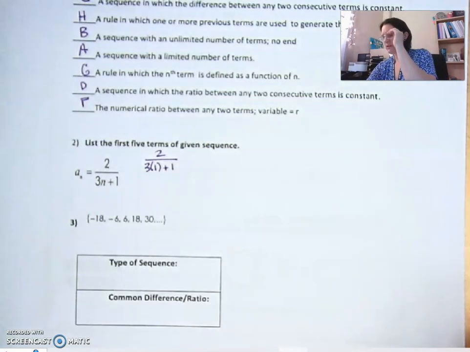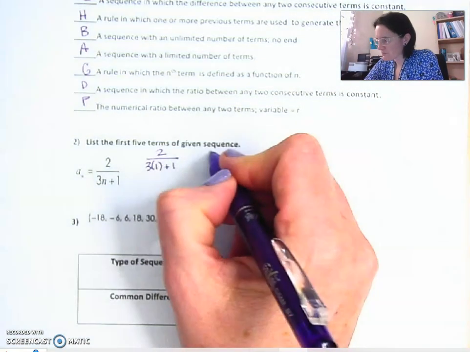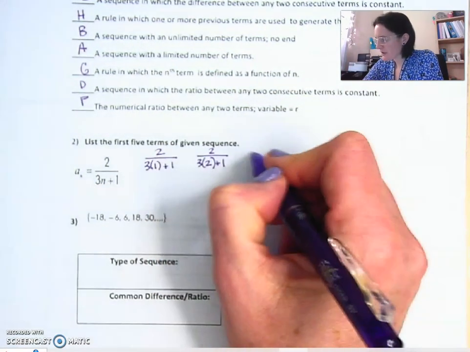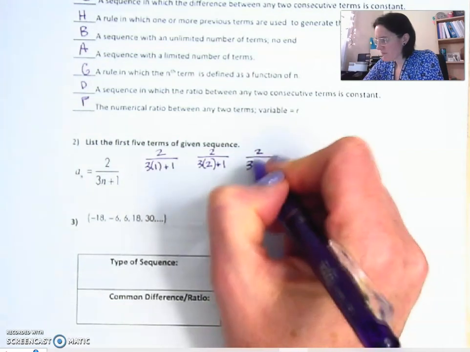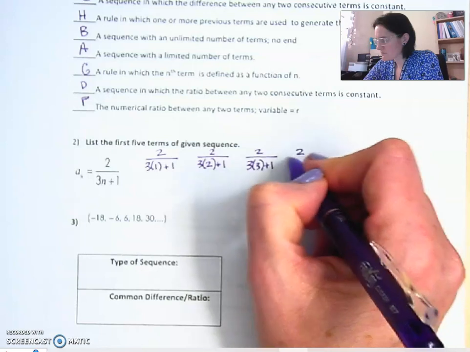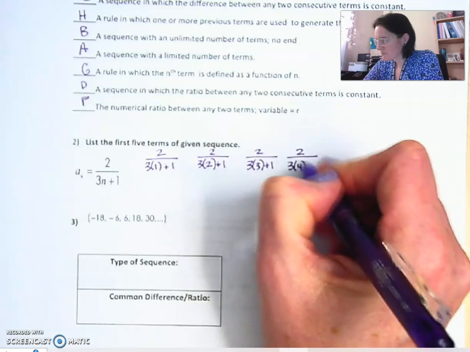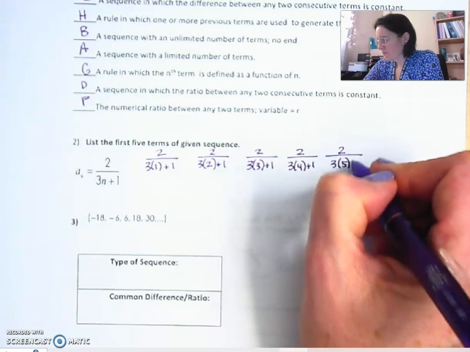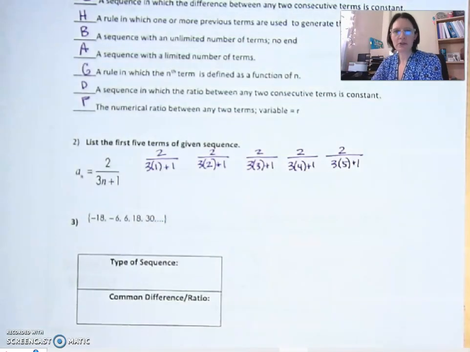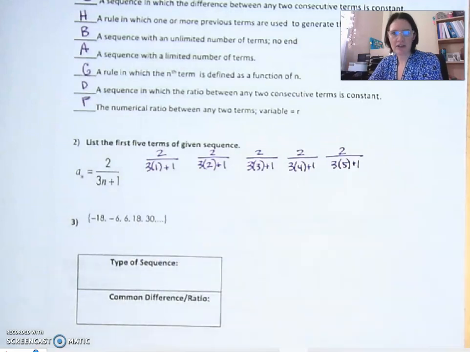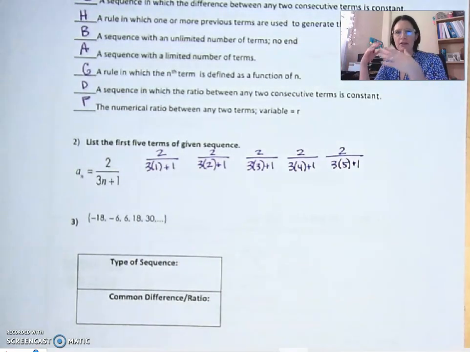I plugged in 1 for n for the first term, 2 for n, 3, 4, and 5. And when you're showing work on your quiz, at a minimum, I just want to see this step where you plug in the value, and then you can do the rest of the math either mentally or with a calculator.